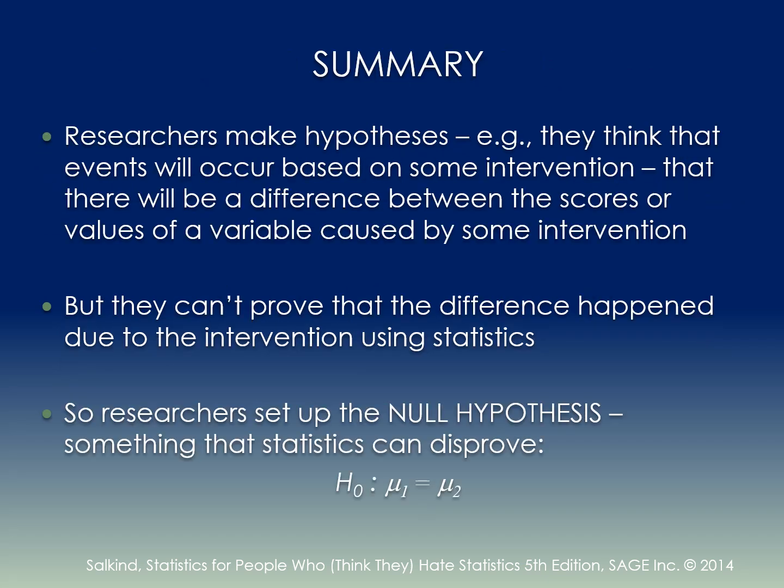Okay, so let's summarize this section here. Researchers make hypotheses. They think that some things are going to occur, often based upon something that they do. We often call these things interventions. For example, the giving of drugs, behavioral applications, those types of things. And that the change that they see in the scores they're measuring are really caused by what they've done. Okay, but they can't prove that difference happened because of what they've done, right? At least they can't prove that using statistics.